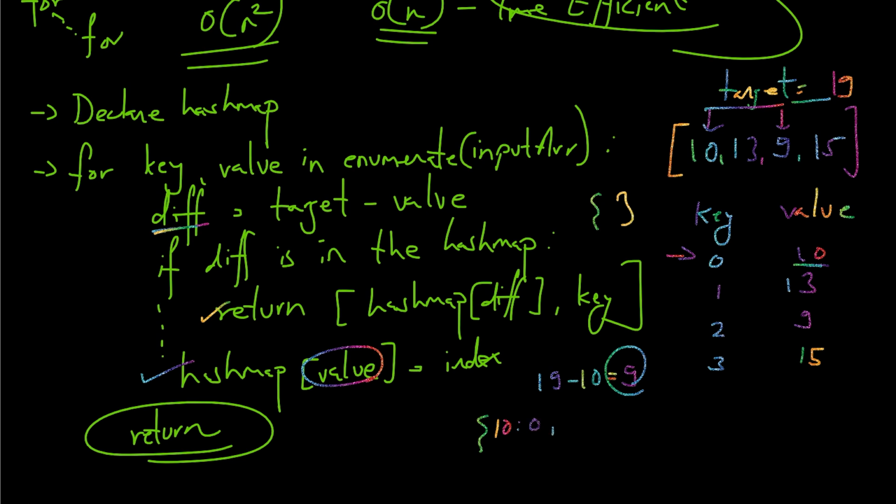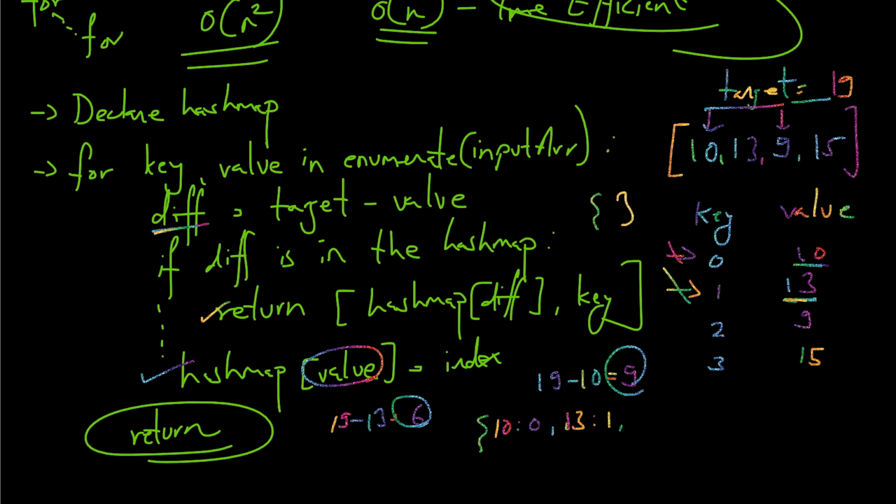Okay. Now in the for loop, it moves to the next step. This is over. So here you are going to check again. 19 minus 13, you will get 6. So the difference has been calculated. Now is this 6 available in the hash map? No, it is not available in the hash map. In such a scenario, you are going to add it. So you add the value, not the difference. So 13:1, which is the index of it.